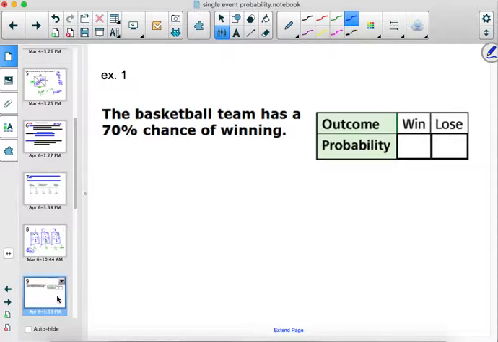Pretty much the point I'm trying to get across with this example is probability always adds up to 100% or 1. Joseph, what's the probability of the team winning? 70%. So I'm going to put 70% here. Well, guess what? They still have a percent of losing it. Is there enough information to find out how much they lose? What do you think, Adam? 30%. 30% plus 70% equals 100.